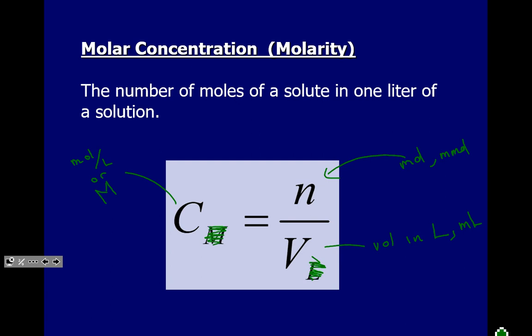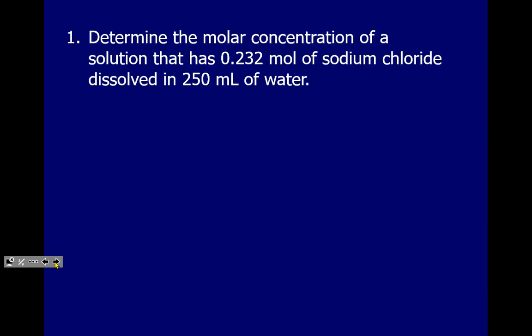Now at this point, I am just going to do a bunch of examples. And you don't have to write them down because they're on your piece of paper. It's the greatest thing ever. You might even know how to do some of these already. It's very straightforward. Determine the molar concentration if there's 0.232 moles of sodium chloride dissolved in 250 milliliters. The hardest thing in that question is to convert the 250 milliliters into liters.